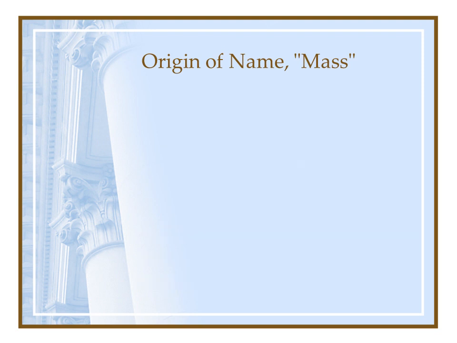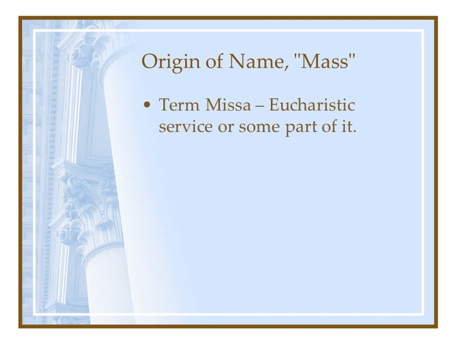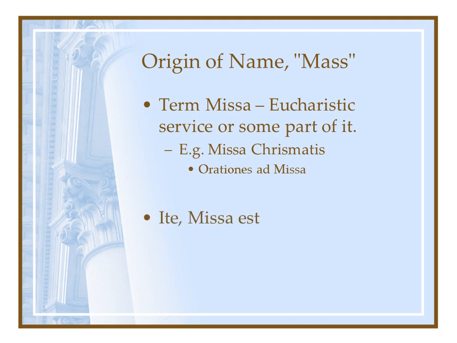As can be seen, the term Missa comes to be used in reference to the Eucharistic service or some part of it. By the late 6th or 7th century, the term was being used in the Gelasian sacramentary in such titles as Missa Chrismatis, the Chrism Mass, or Orationes ad Missam, orations at Mass. Yet it never loses its sense of dismissal. At the end of the Eucharistic liturgy, the command ite missa est is translated literally, go, the dismissal is made.